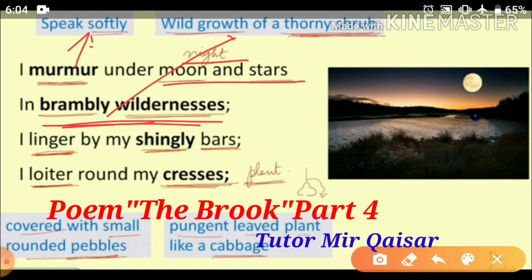I linger by my shingly bars. Shingly bars are those heaps of small rounded pebbles which are formed in the brook. That means it lingers when it faces these heaps of small rounded stones.